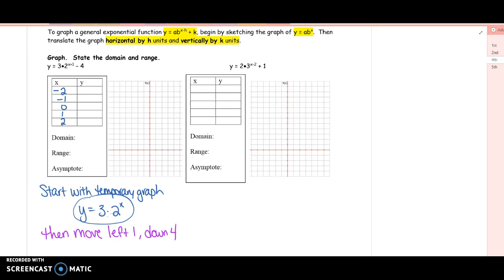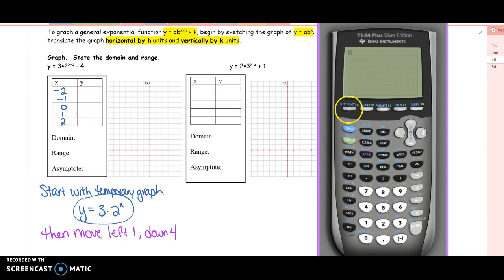If you have a graphing calculator, you can make your calculator do all that math for you. I just have to wait for my calculator to pop up on my screen here, which sometimes takes a while. I honestly don't care about the graph feature, but in the y equals button, you can enter this temporary graph, and then the table will do all of that math for you. So if I plug in 3 times 2 raised to the x, notice I still did not put in the plus 1 or the minus 4, I'm only putting in the temporary equation. I don't even click graph, I go straight to the table, with second graph.